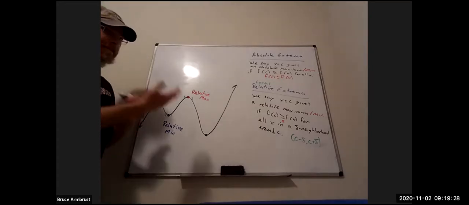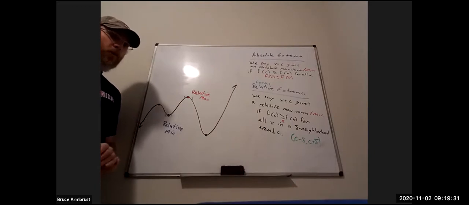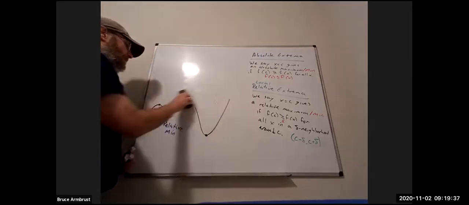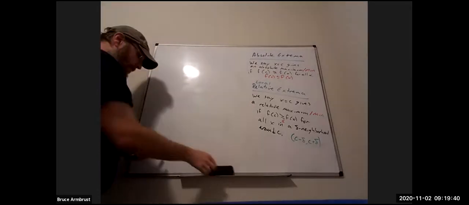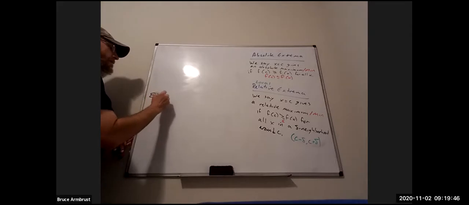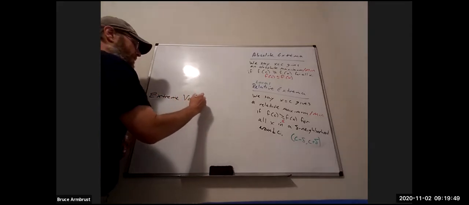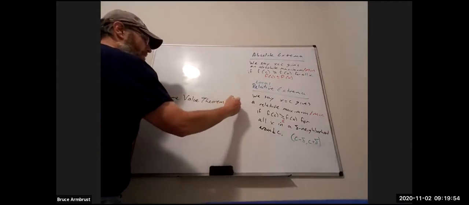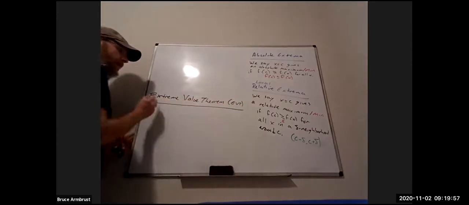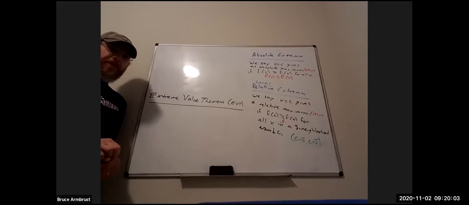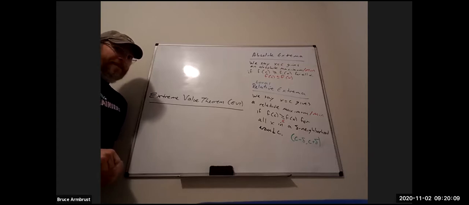Okay, so now that we've got these, how do we know when they occur? Well, that's what we're going to use this thing called the extreme value theorem. I'm going to abbreviate it EVT, not to be confused with the IVT, which was the intermediate value theorem. Don't know if you remember that guy.